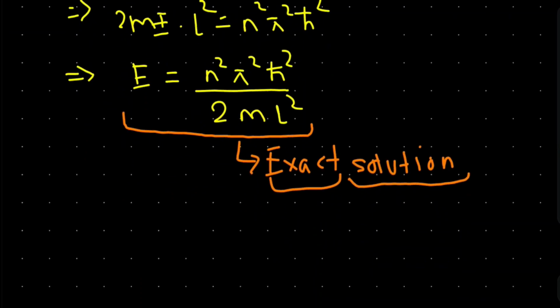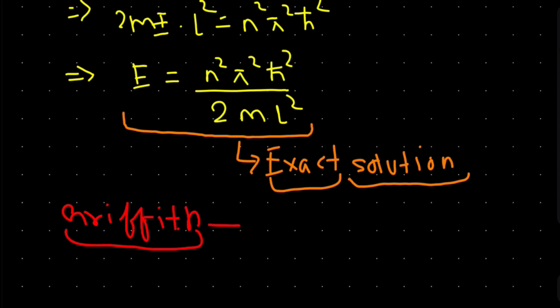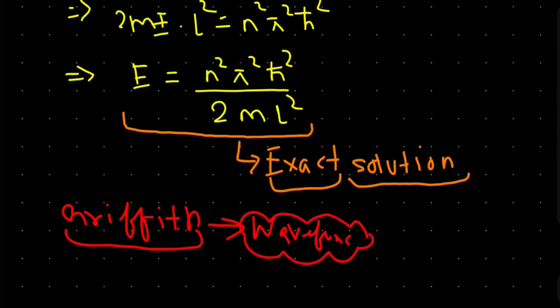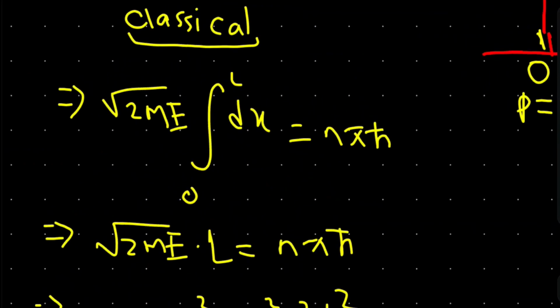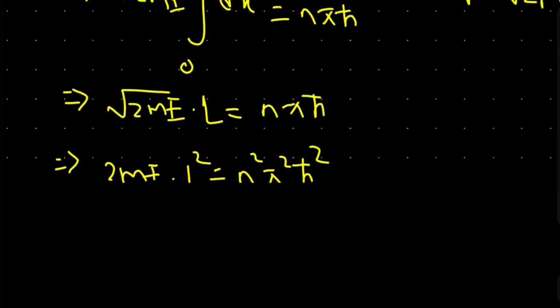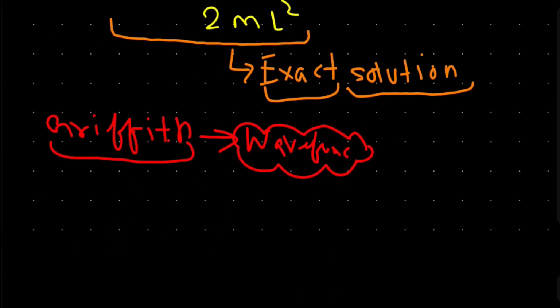And if you want to know about the wave function method, how to derive this from the wave function, you can see Griffiths. In Griffiths quantum mechanics, the derivation is using the wave function. In Griffiths quantum mechanics, this rule is not widely used, you can say.